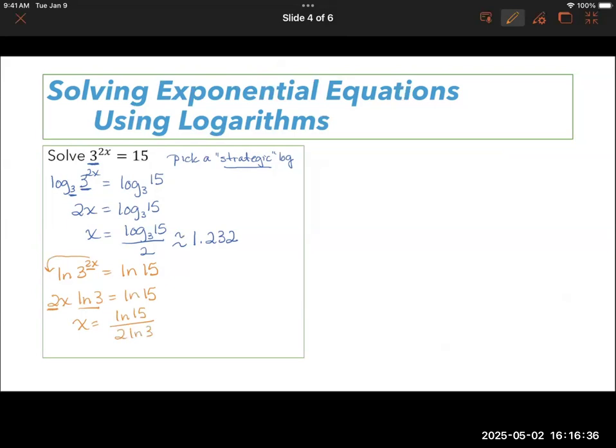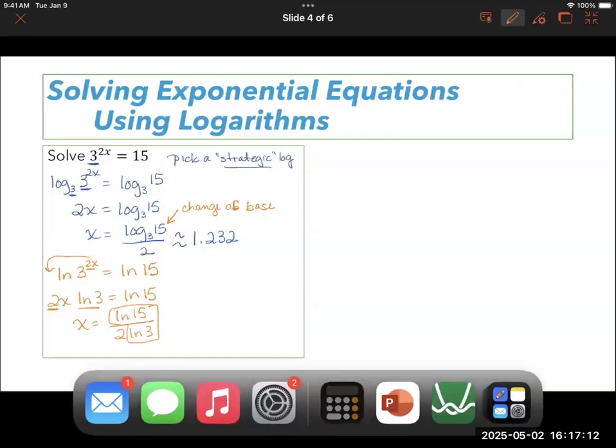So ln 15 is going to be divided by 2 ln 3. And if you saw the properties and operations video, you know that this ln 15 divided by ln 3 is really just the change of base formula for the log base 3 of 15. Okay, so you could also do it this way and then use your change of base formula if you need to. Okay. But now we're looking at natural log of 15 over 2 times the natural log of 3.